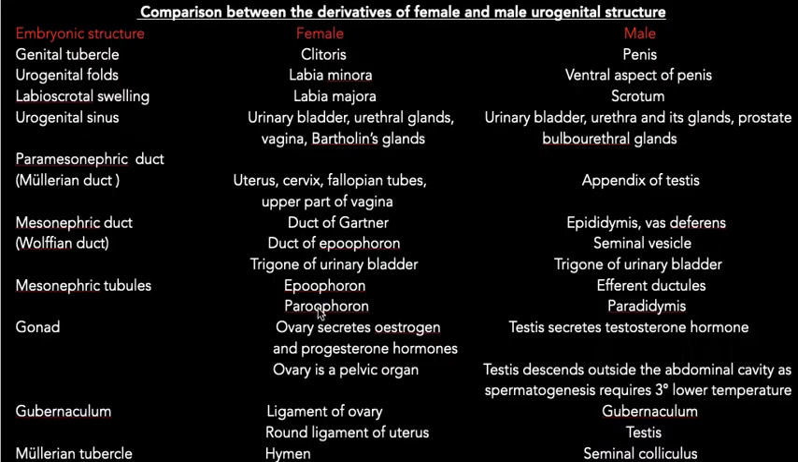Gonad, ovary secretes estrogen and progesterone hormone, and it is a pelvic organ, whereas testis secretes testosterone hormone. Testis descends outside the abdominal cavity as spermatogenesis requires 3-degree lower temperature. The gubernaculum in female forms the ligament of ovary and the round ligament of uterus. In males it forms the gubernaculum testis. The Mullerian tubercle forms the hymen in the female and the seminal colliculus in the male.